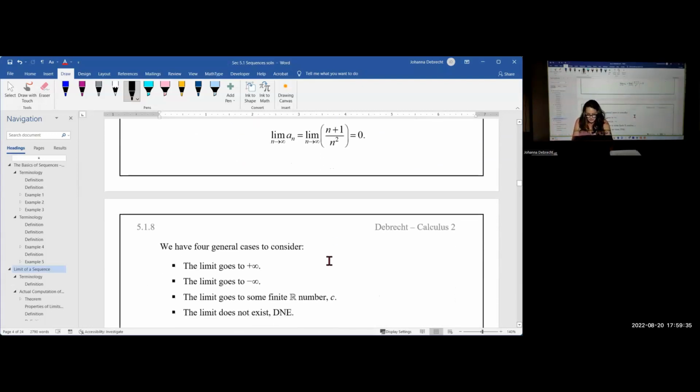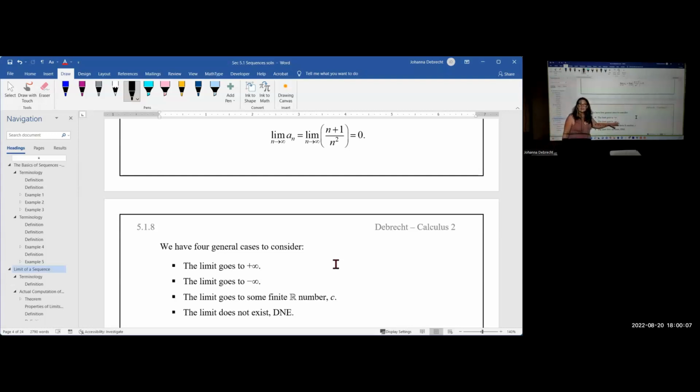And you can see it written in better writing right here. So we took the limit of a sub n, that generic formula, which is n plus 1 over n squared, and we got 0, which is the limit of our sequence. Now, when we're doing that, we basically have 4 general cases to consider. The limit goes to infinity, or the limit goes to negative infinity. That's 2. Remember that a limit, by definition, is a finite real number.